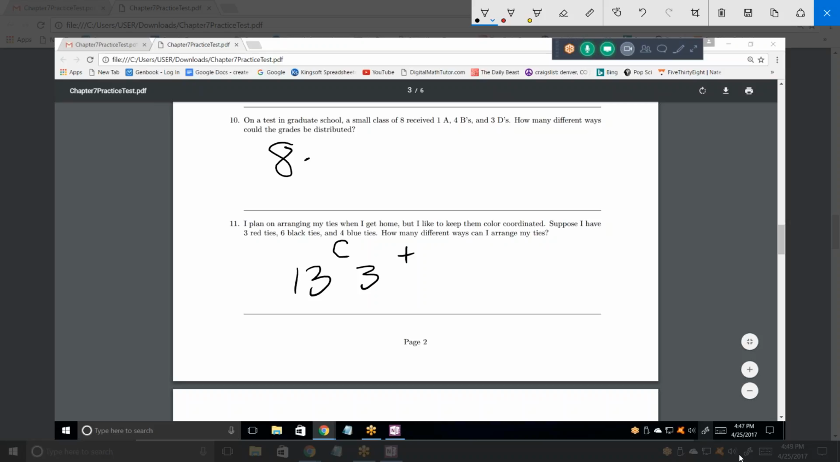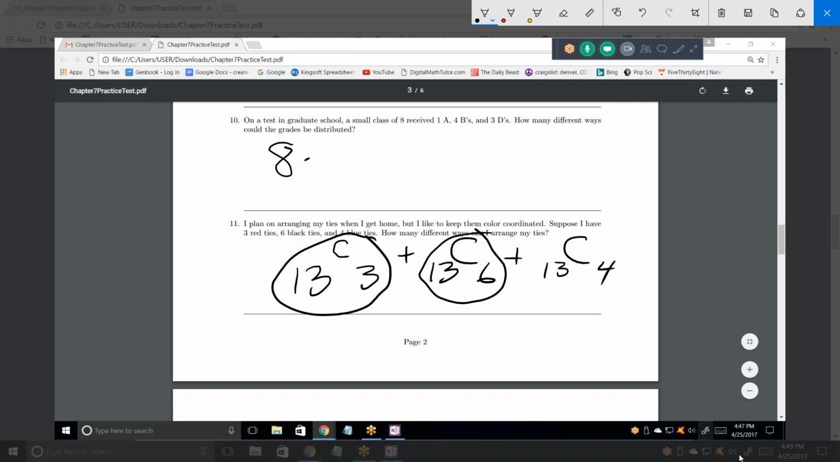I'm not sure about this, but it might be this. Like I said, I'm reluctant to even put myself out there as a tutor on this. In other words, there's this many ways to arrange your 3 red ties, plus this many ways to arrange the 6 black ties, plus this many ways to arrange the 4 blue ties. Not positive if they should all be added or multiplied.